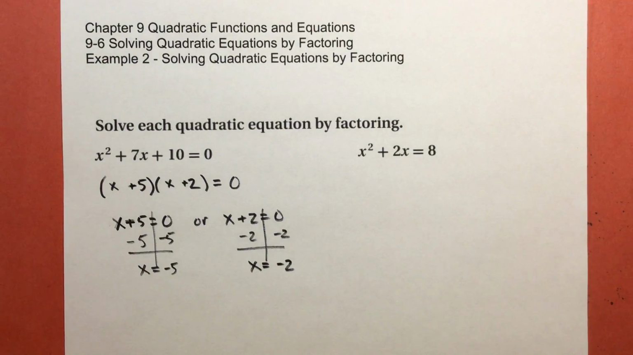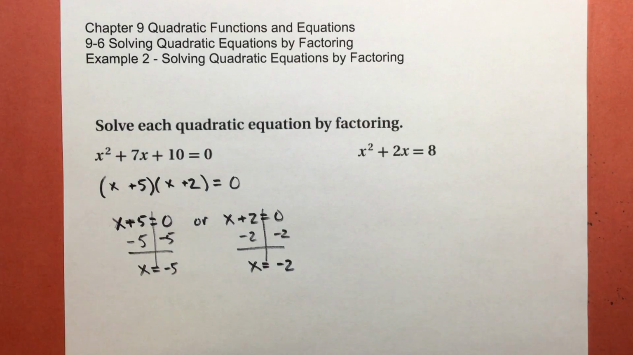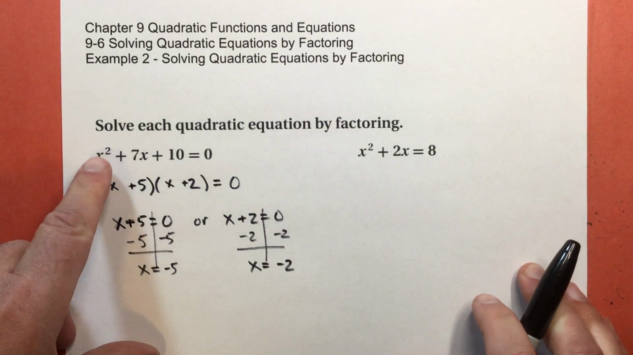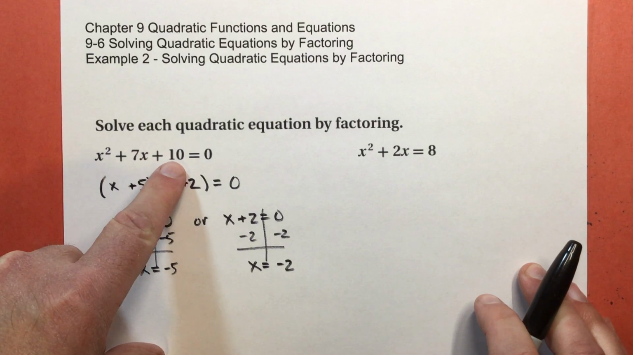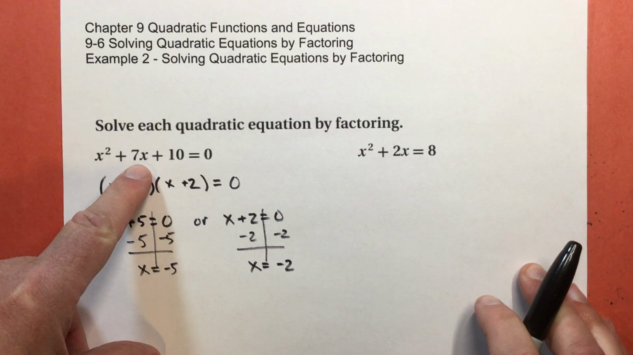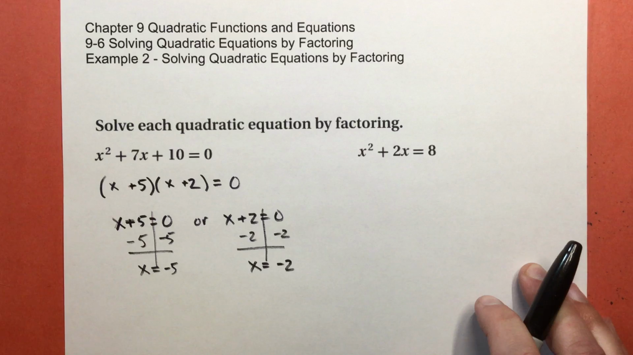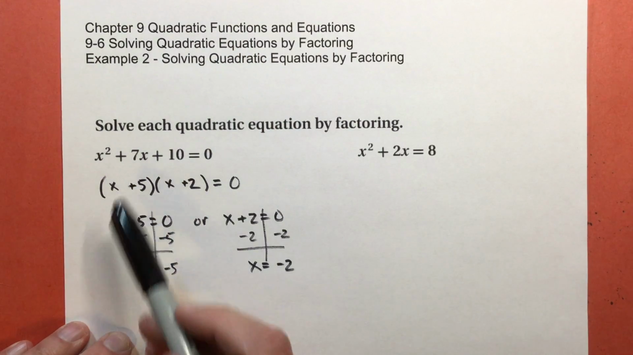All right, now you can go back and check both of these to see that they work. I'm just going to do it out loud. So negative 5: negative 5 squared is positive 25. 25 plus 10 is 35. 7 times negative 5 is negative 35. So 35 plus negative 35 does equal 0. Negative 5 works.